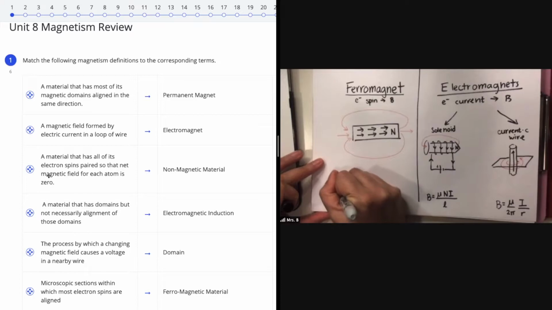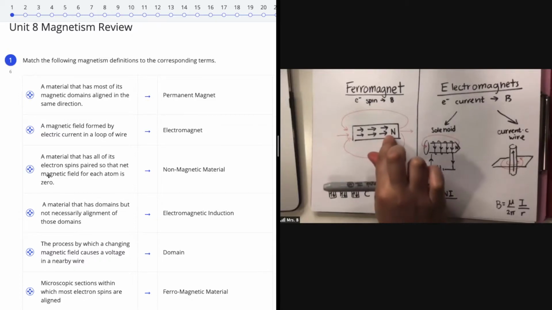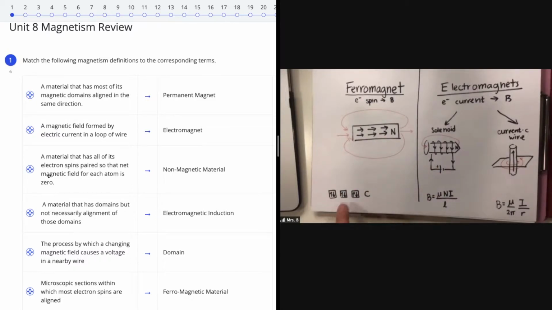Carbon has 6 electrons in its outer shells. However, carbon's electrons all cancel each other out. So carbon is not something that can become a ferromagnet. Its spins have canceled each other out, so they can't form domains. The domains can't line up, and so you can't have a ferromagnet or permanent magnet.